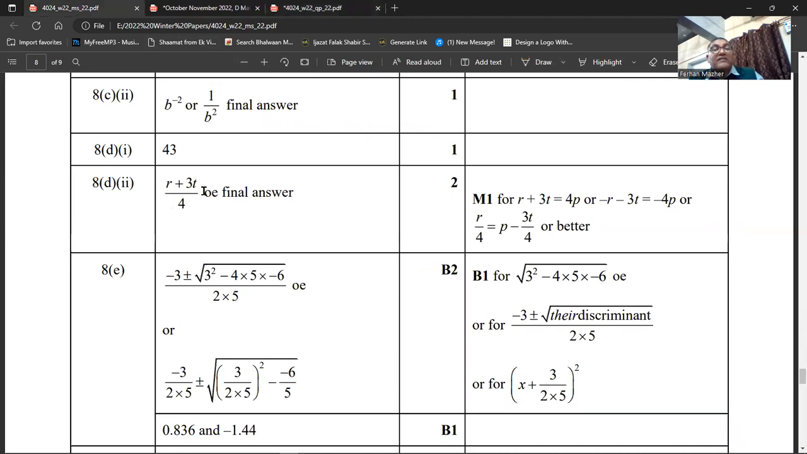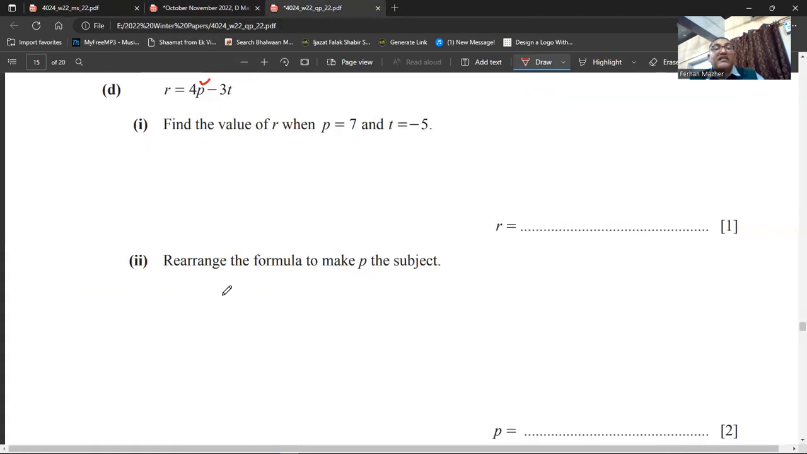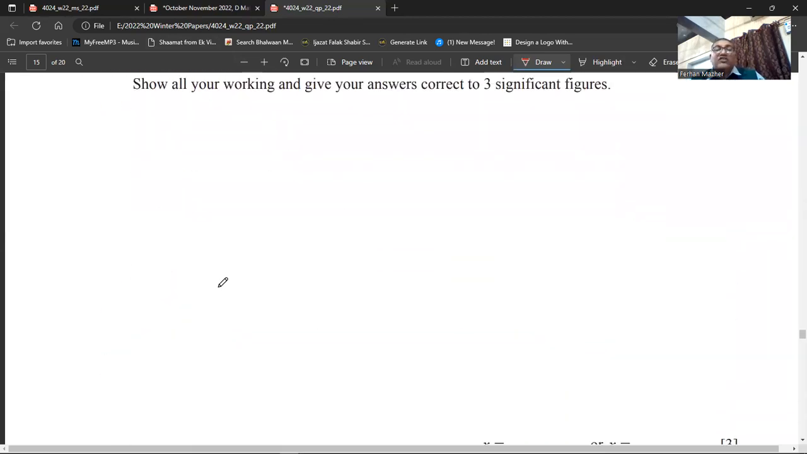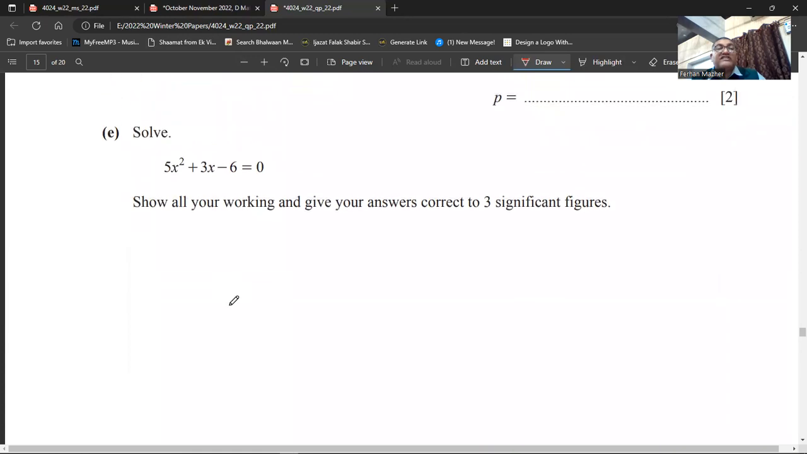So let's check. R plus 3T divided by 4 is the right answer, sir. This is the solution, and here we go. So we have the E part of question number 8, and it's a 3 marks question. It says solve 5x squared plus 3x minus 6 equals 0. Show all your working and give your answer correct to 3 significant figures.